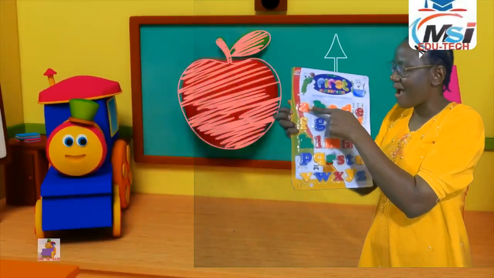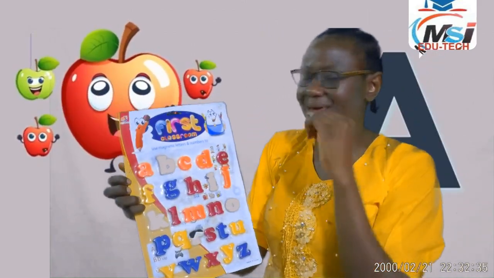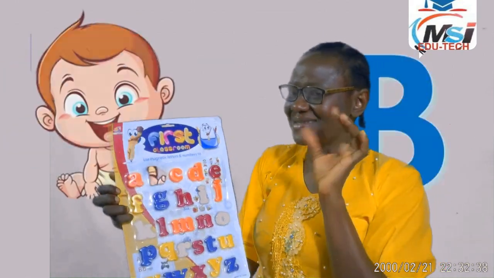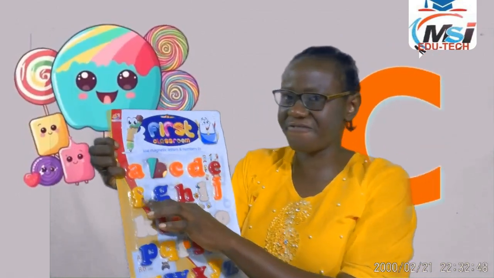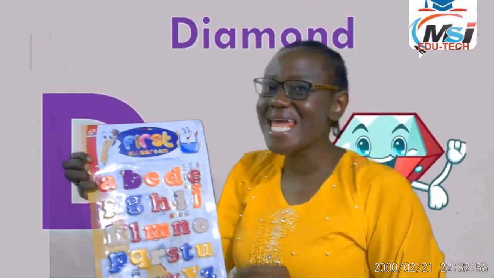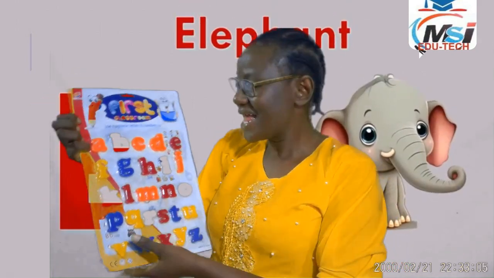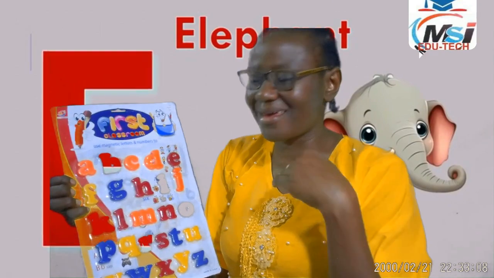Okay, this is letter A. Letter A sounds A. Letter B sounds B. Letter C sounds K. Letter D sounds D. Letter E sounds E. Letter F sounds F. Letter G sounds G. Letter H sounds H. Letter I sounds I. Letter J sounds J. Letter K sounds K. Letter L sounds L.